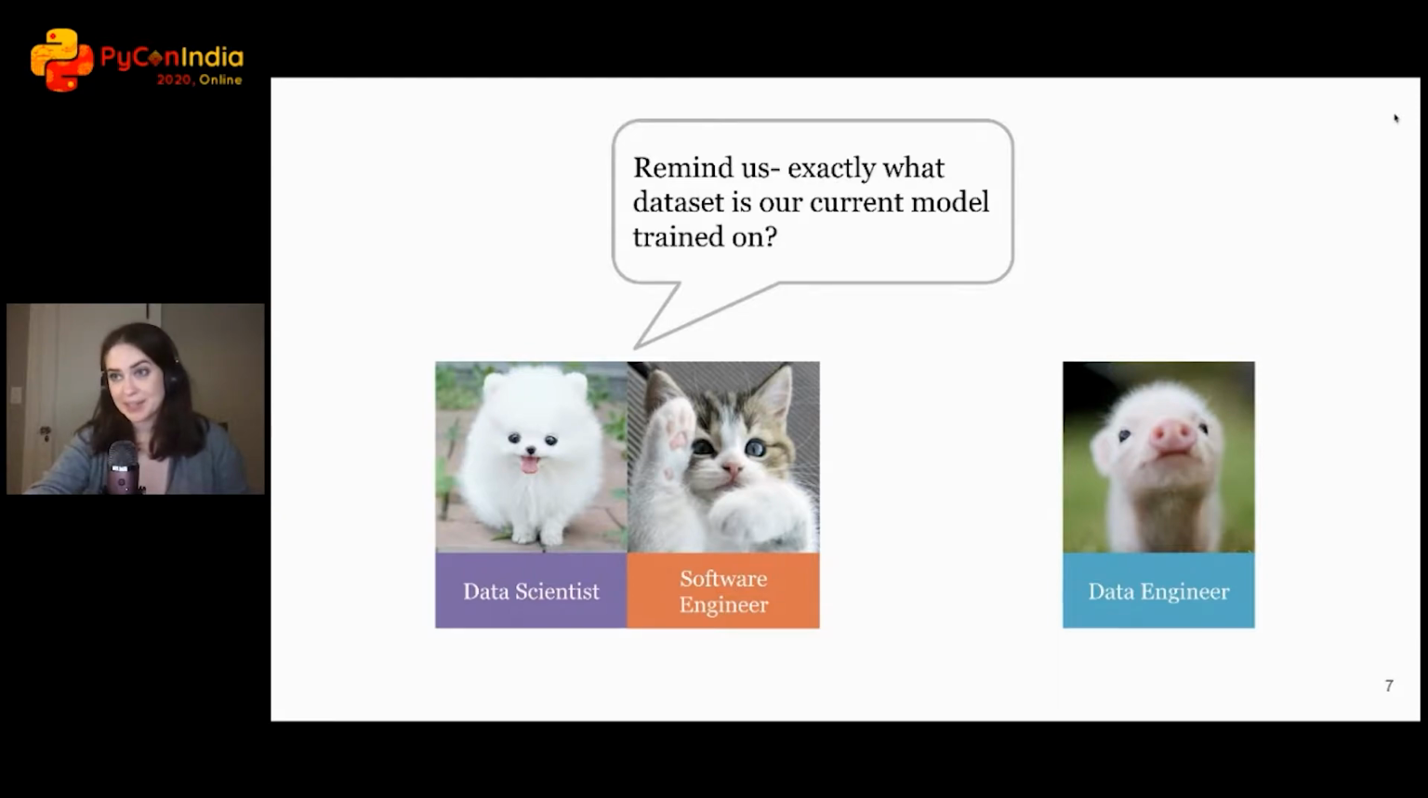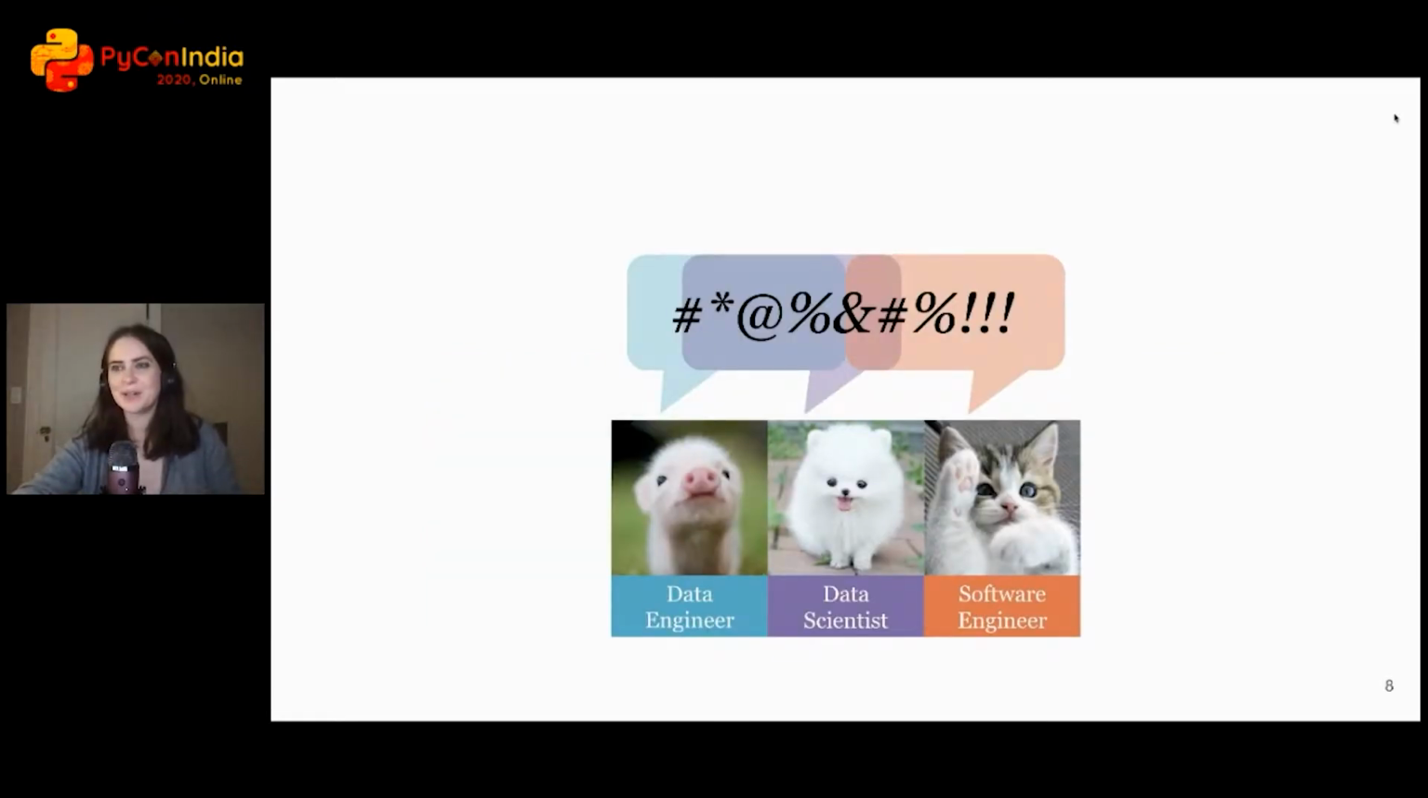And everybody is going to need to know what data set our current model was trained on, and how the data that's actually being received by the system now that it's in production might be drifting far from what the training data is. And so all of this back and forth can get pretty confusing pretty quickly.